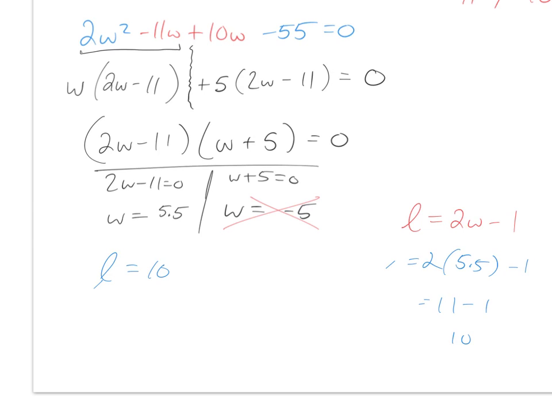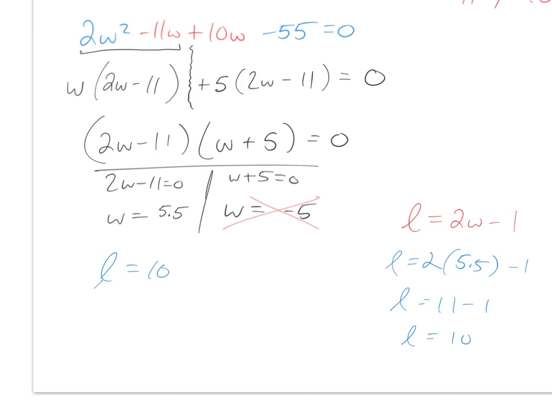Okay, there's the length in case you weren't sure. If you want to actually solve for the length, you can do it this way. The length was defined as 2w minus 1, plug in the 5.5, get the length of 10. Well, recognize, when you multiply these two, you get 55. That's the area, 55. But are we asking for the area? No, we're asking for the perimeter.